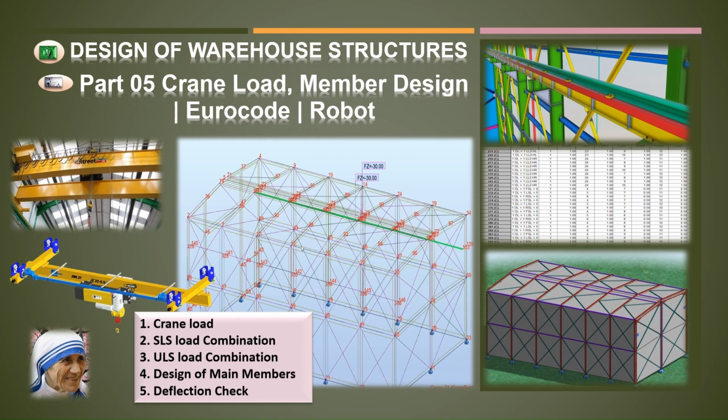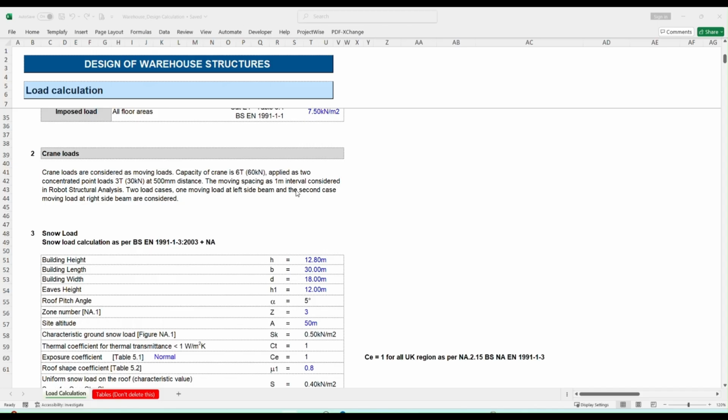So let me look into the load applications for the crane first. Generally, to apply the crane load details to the Robot structural model, we need the data sheet of the crane manufacturer. However, we are assuming some values here, like we are going to consider the 60 kilonewton or 6 ton capacity of the crane, which should have two wheels.